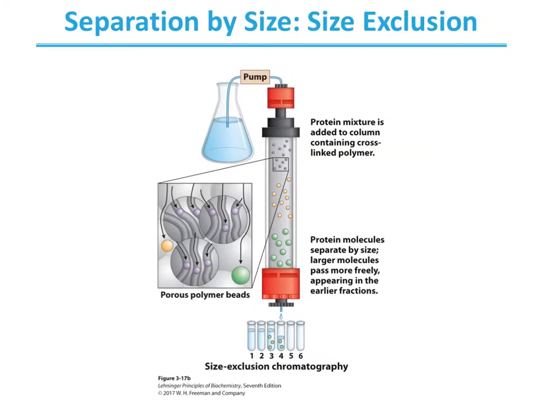Another type of separation method is size exclusion. In this, the column contains a cross-linked polymer, and this is a picture of what that might look like. Small proteins will get caught up in the cross-linked polymer and move through the column more slowly, whereas larger molecules will pass more freely. So this method separates proteins by size.